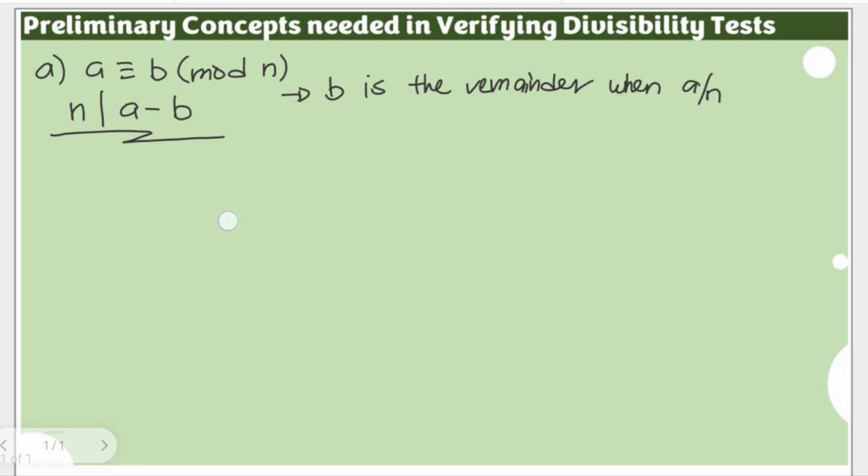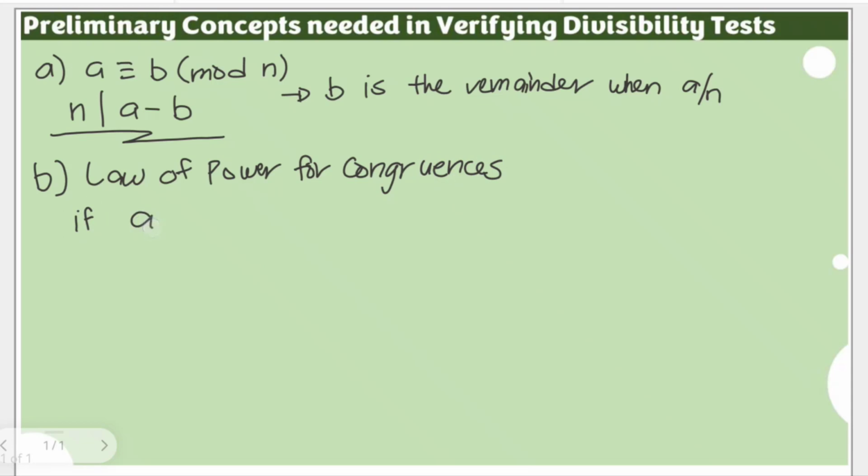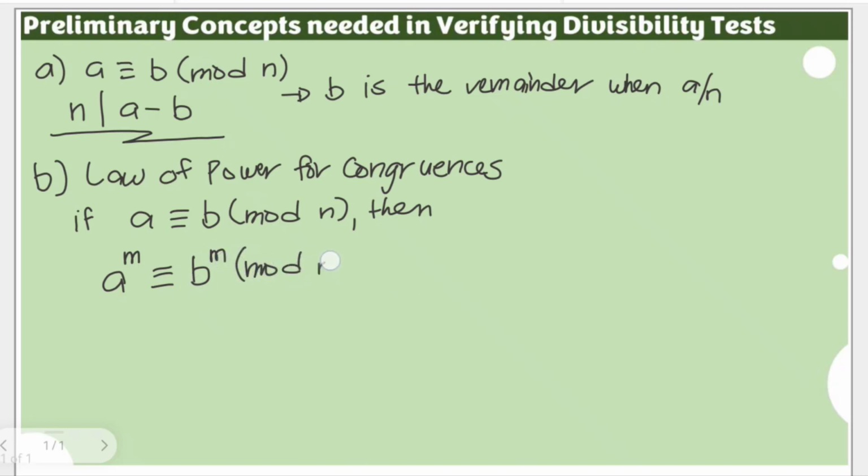The second background concept we need is the law of power for congruences, which means that if A is congruent to B modulo N, we can say that an expression A raised to the power of M, any exponent, is still congruent to raising our remainder to the same exponent modulo N. So if we have an expression A to the power of M, meaning the integer is expressed as an exponentiation of a smaller base A, the remainder will be raised to the same exponent.